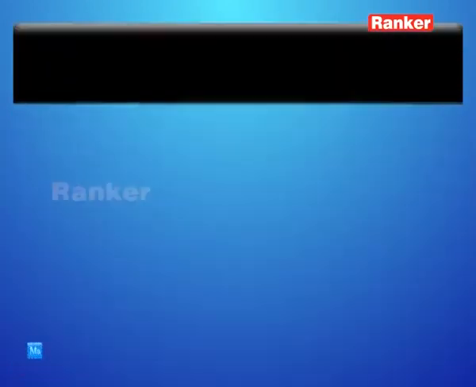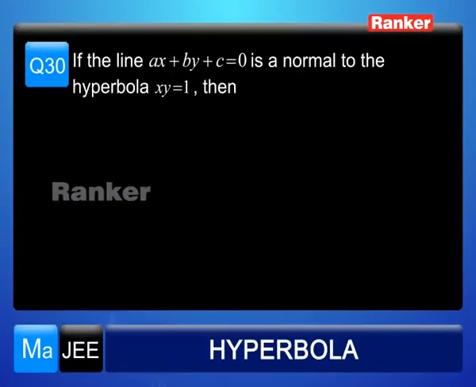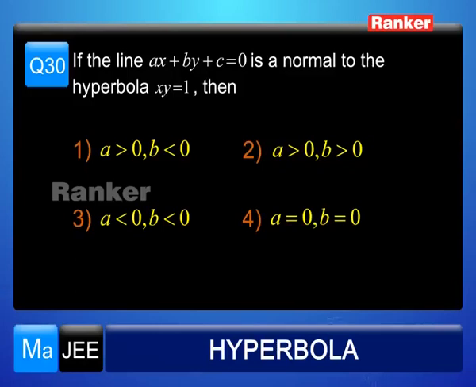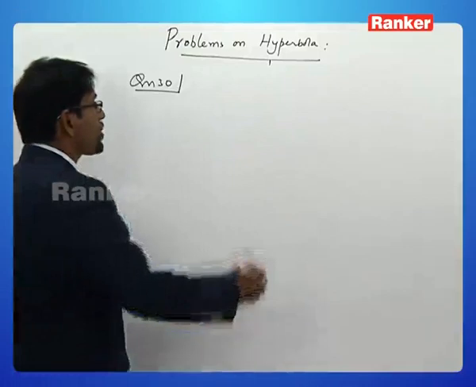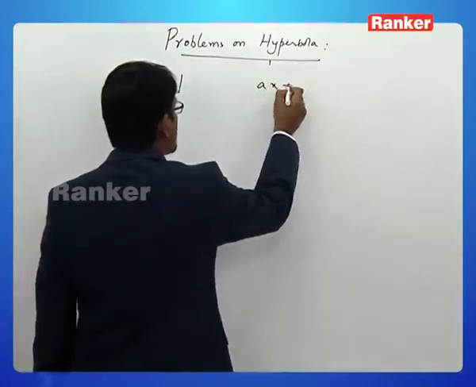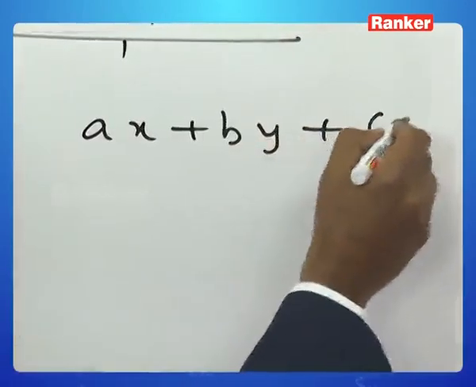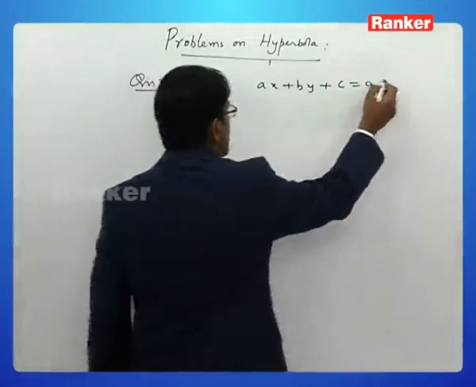Let's move to the next question, question number 30. If the line ax plus by plus c equal to 0 is a normal to the hyperbola xy equal to 1, then the first option: A is positive, B is negative. Second option: both A and B are positive. Third option: A and B are both negative. And the fourth option: A equal to 0, B equal to 0. Now, ax plus by plus c equal to 0 is given to be normal.